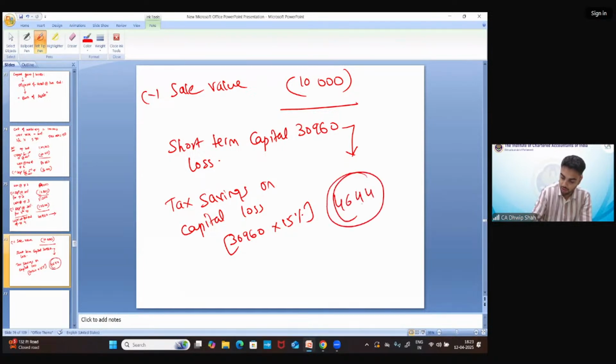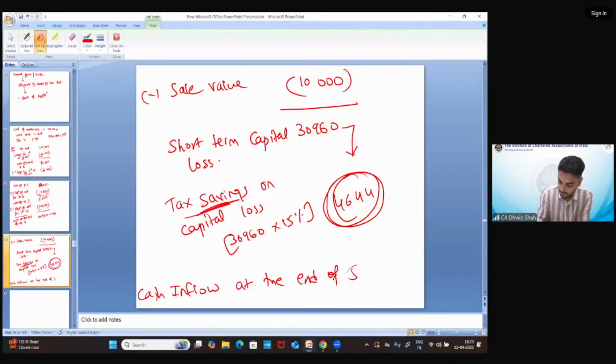Okay? And this 4644 tax savings, any savings is an inflow. So this tax savings on capital loss will form part of your inflow. It becomes a cash inflow at the end of the 5th year. Are you following? So to the normal cash inflow of the 5th year, the cash inflows that you calculate in that format, you have to add this tax savings as well and then discount it. Followed everyone?